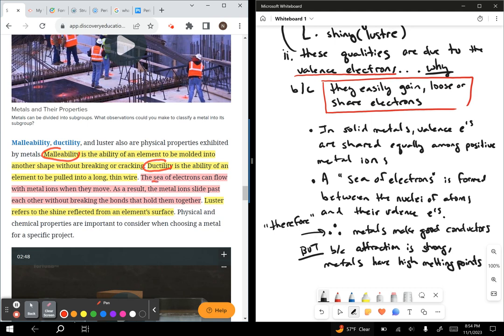Okay. That sea of electrons. You won't see it just in this text. You'll see it in different books, and they'll describe it the same way. And then you have this other quality, luster, which refers to the shine, right? Most metals are shiny, right? Okay, got it.